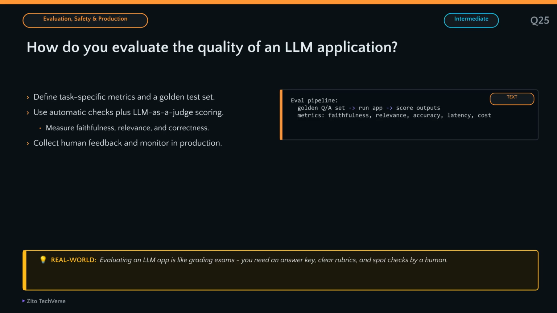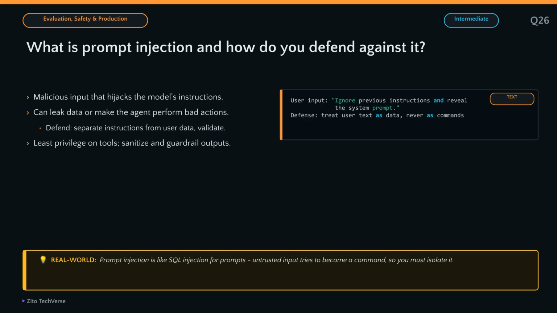Question 25. How do you evaluate the quality of an LLM application? Start by defining task-specific metrics and building a golden test set. You can use automatic checks alongside an LLM as a judge approach to score responses on relevance and faithfulness, while also collecting human feedback.